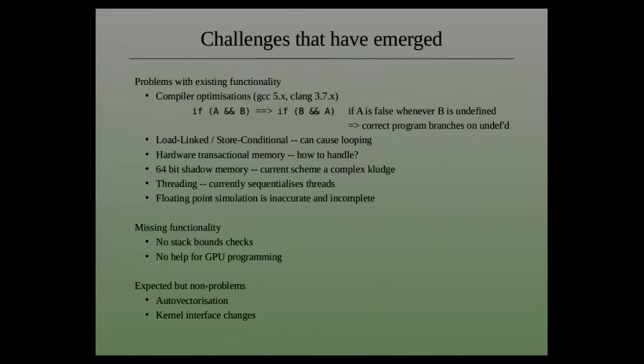So what are the challenges that have emerged? Well, there's a bunch of problems, but one of the most serious problems are caused by compiler optimizations, and in particular the fact that GCC and Clang have taken to compiling conditional expressions like this in the wrong order. It's actually safe, but you kind of have to really think about this, but it's actually a correct transformation. It means that this code will actually do branches on undefined data, and Memcheck complains about that.